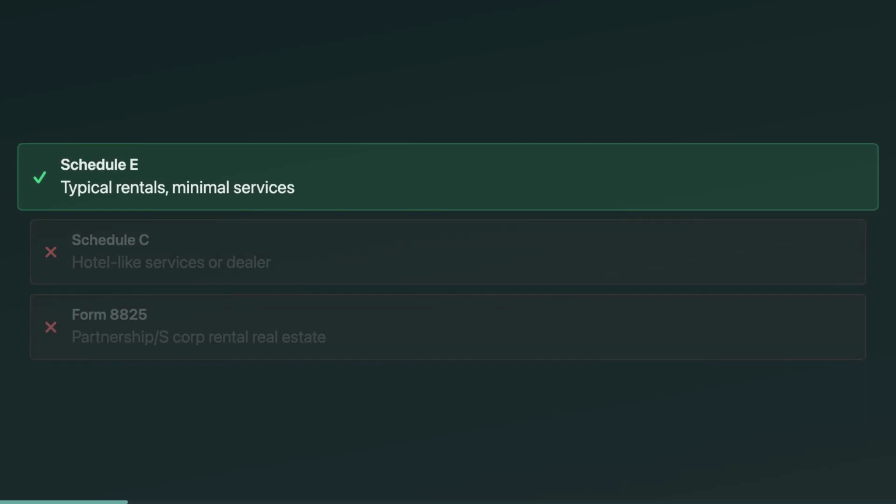Start with the form decision. Most normal rentals go on Schedule E. You collect rent, pay repairs, maybe handle trash and basic upkeep. Schedule C is for rentals that look like an operating business, like a hotel or short-term rental with substantial guest services. And if the rental is inside a partnership or S corporation, the entity reports it on Form 8825 and it flows to you on a K-1.